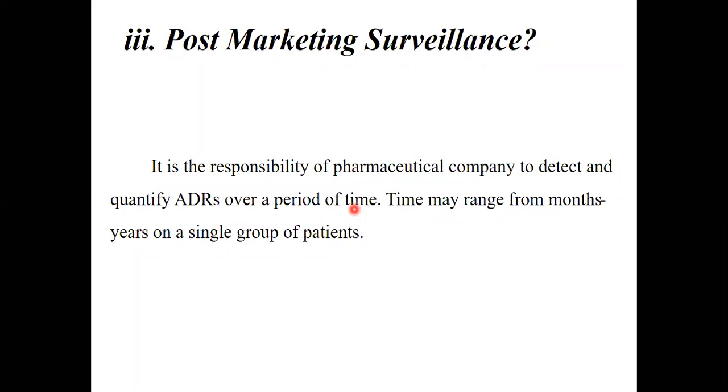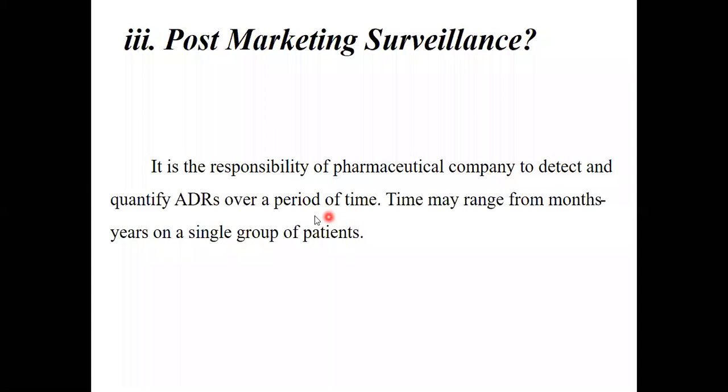Some drugs we know are consumed for a period of say 10 days or 5 days. Some are consumed for 2 years or more than 2 years. Some for 6 months. Some are lifetime. So depending on the type of the treatment for which the drug is recommended, the company has to detect and quantify the errors. So time may range from months to years, as I told earlier. Depending on the treatment duration, the company has to detect on a single group of patients.